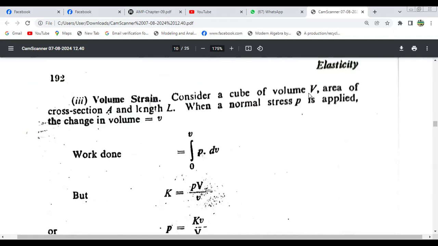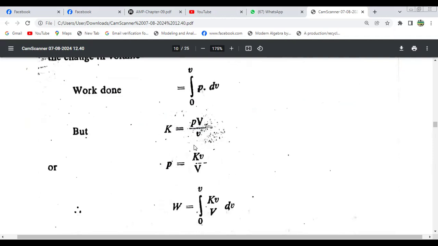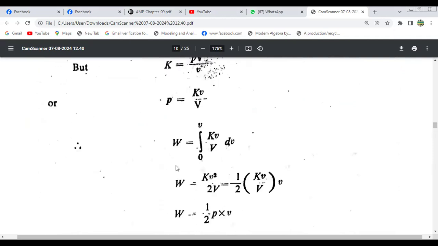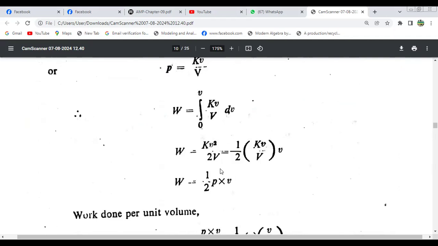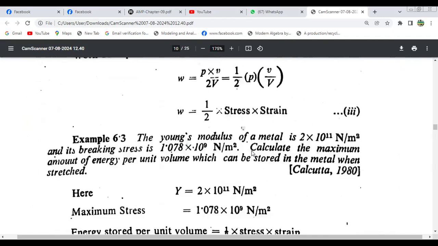Consider a cube of volume V, area of cross section A, and length L. When a normal stress P is applied, the change in volume will be dV. So work done will be the integral from 0 to V of P dV. K equals what? For a volume strain, it will be this, but K equals PV by dV, or P equals K dV by V. That means similarly we can get the same equation. So work done per unit volume will be this, that means also half stress times strain.